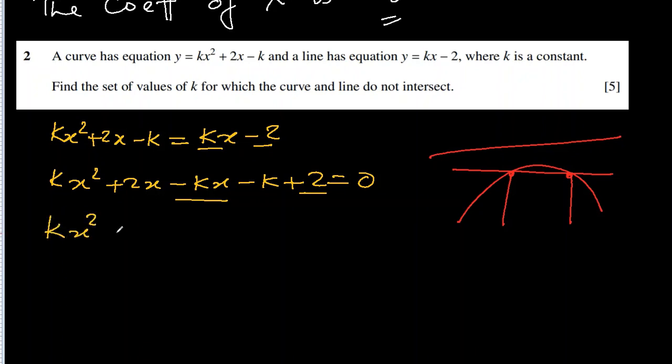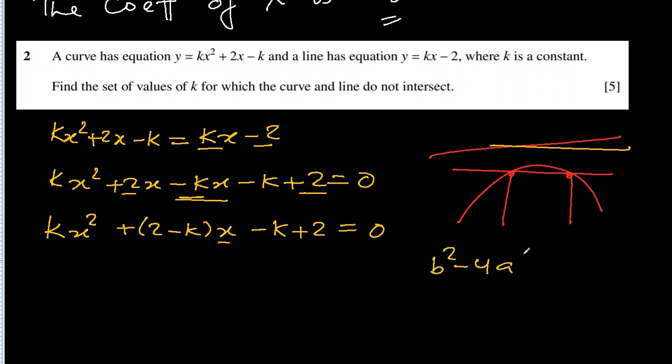kx squared will be the square part, but (2 minus k)x will be the x part, because 2 and minus k will be in a bracket with x being common. And minus k plus 2 is the constant part, and this is equal to 0. Now we don't want a solution for this. We don't want them to intersect at all. That means b square minus 4ac, which is the discriminant, should be less than 0, negative. Then only they will not have any solution.